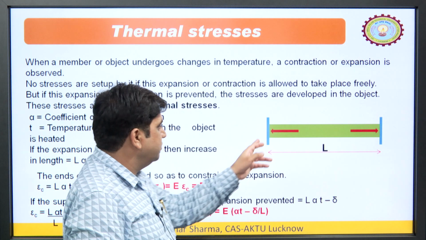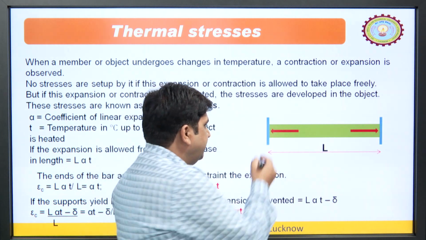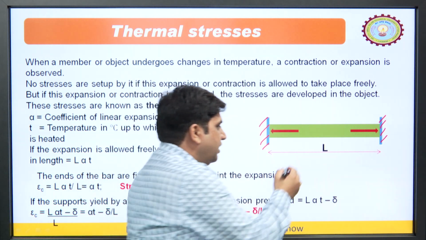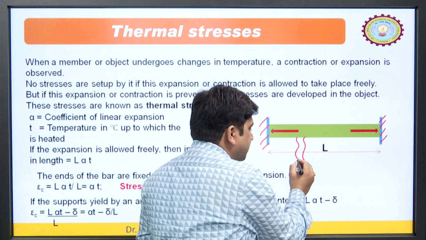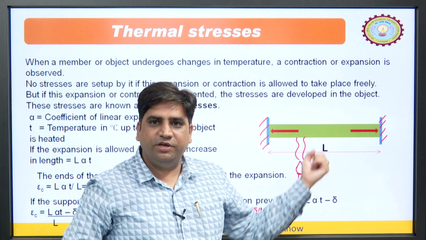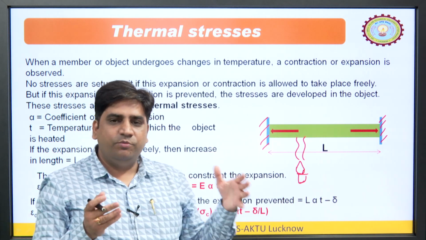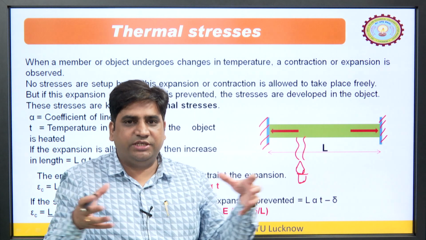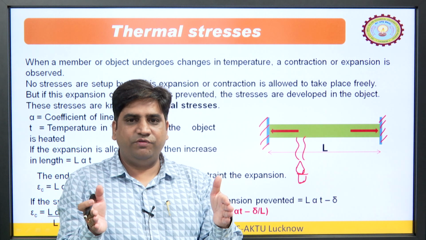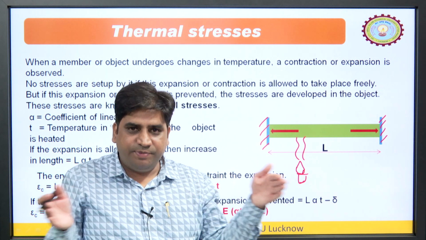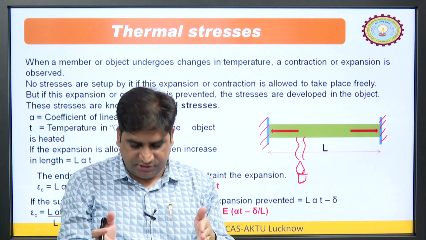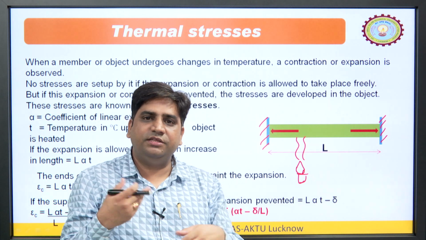So, here we can see this is the rod and these two are the supports. Let us say we are heating this rod. So, what is happening to this rod? Because of its thermal expansion it is trying to expand, but we have restricted that expansion. It will try to expand due to the thermal expansion, but due to the supports we have restricted its expansion. So, it will create the thermal stresses.